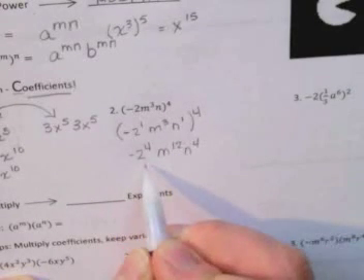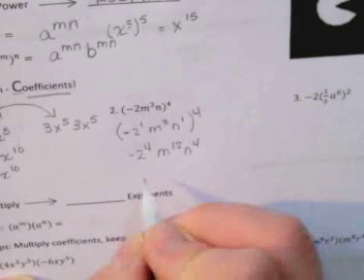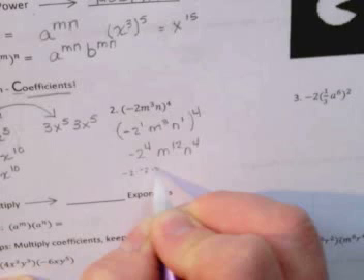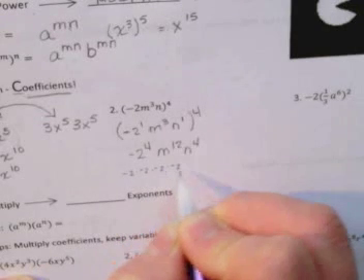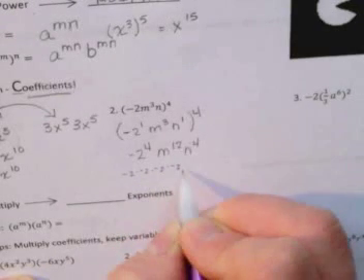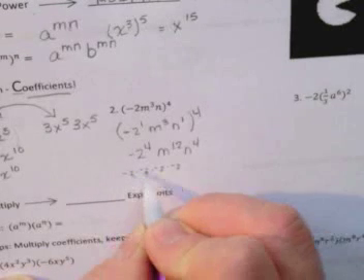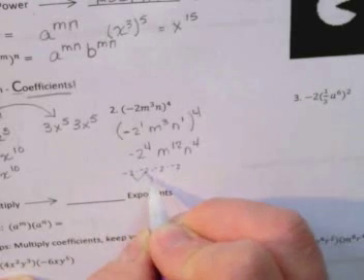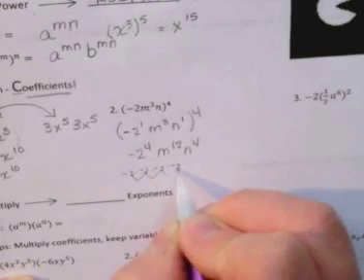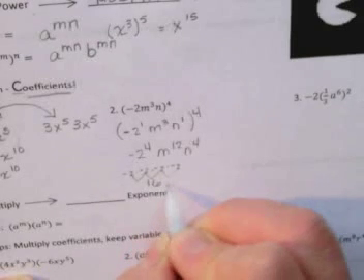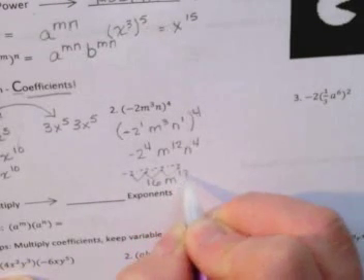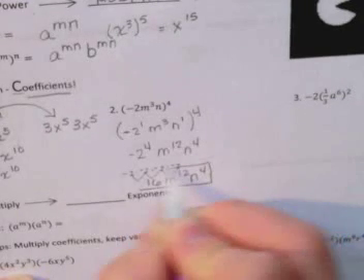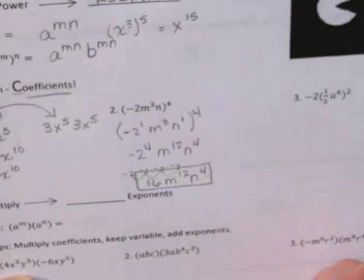Now we need to take negative 2 to the fourth power. So that becomes negative 2 times negative 2 times negative 2 times negative 2. And if I look at this, I end up with positive 4. This gives me negative 8. And this gives me positive 16. So I end up with 16m to the 12th n to the 4th. And that's the answer that I want to give for this problem.